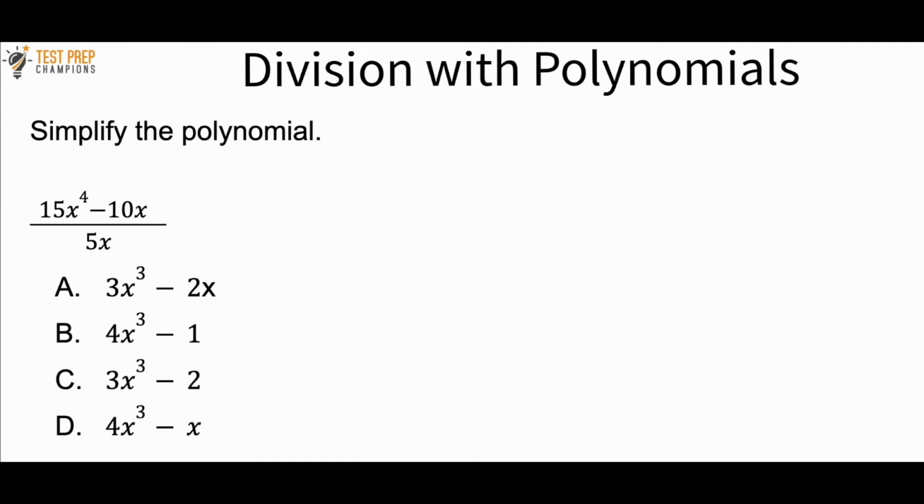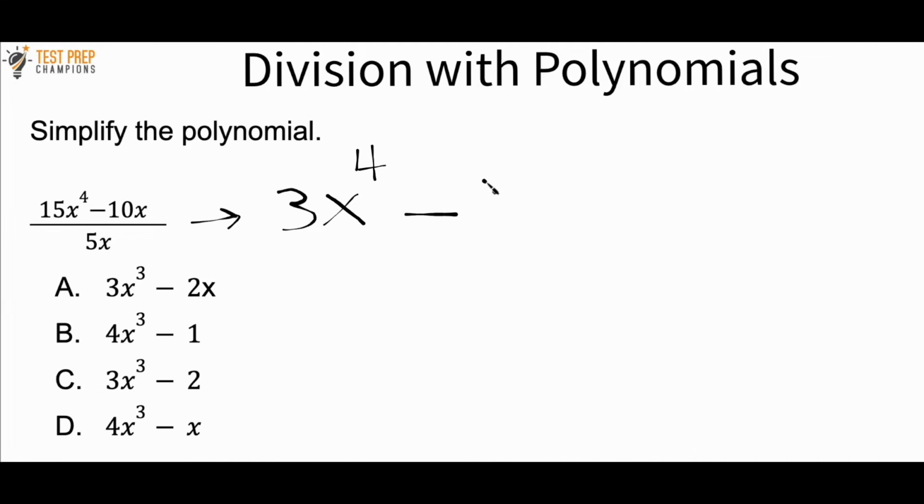Okay, so the first move I'm going to make here is to divide everything by the smallest number. And the smallest number here is 5. So I'm just going to leave the x's alone for right now, and I'm going to divide each number by 5. So what is 15 divided by 5? 15 divided by 5 is 3. So I'll have 3x raised to the power of 4. And I want to put this minus sign here so I don't forget it.